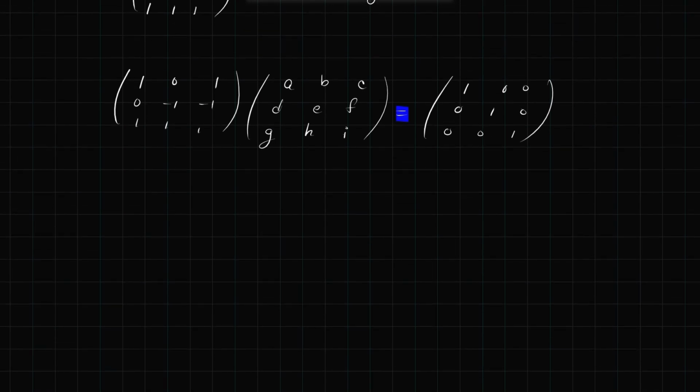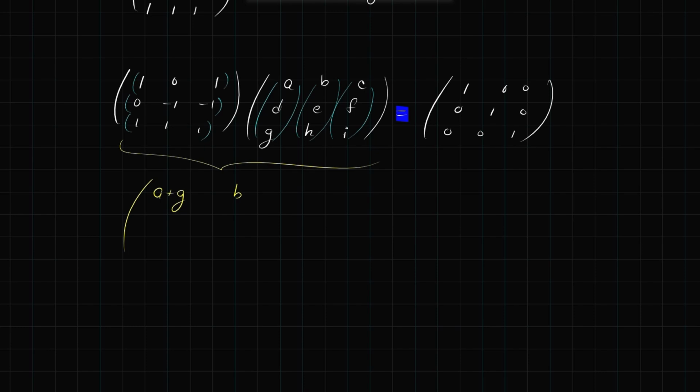So how are we going to compute this? Well, there's a matrix multiplication, so we're going to consider all columns on the right, all rows on the left, and perform all inner products. What are we going to be left with? Well, ADG acts against 1, 0, 1, and we get A plus 0 plus G. BEH acts against 1, 0, 1, and we get B plus 0 plus H. And CFI acts against 1, 0, 1, we get C plus 0 plus I. ADG acts against 0, negative 1, negative 1, and we get negative D minus G.